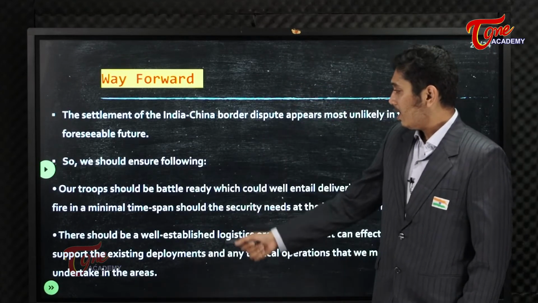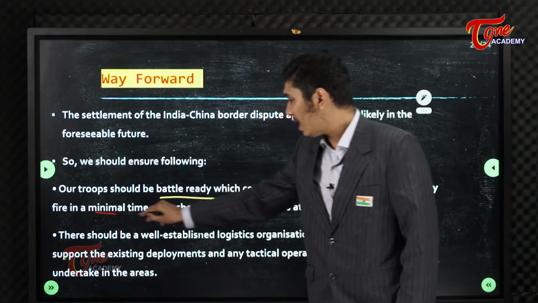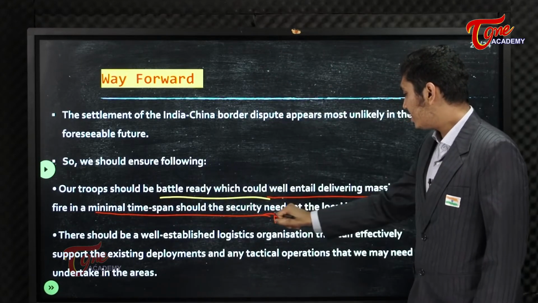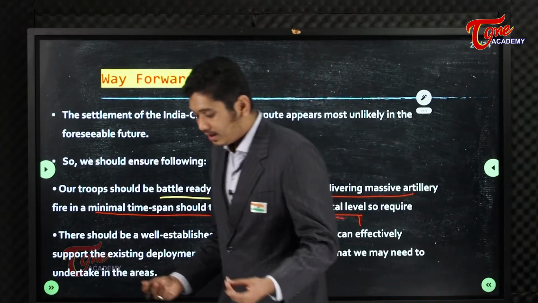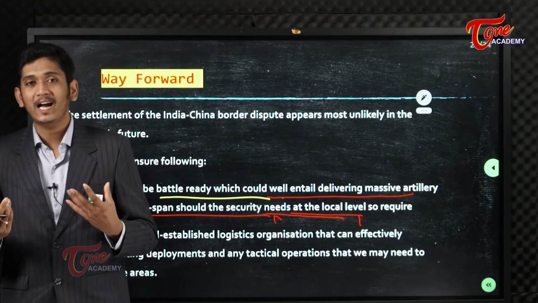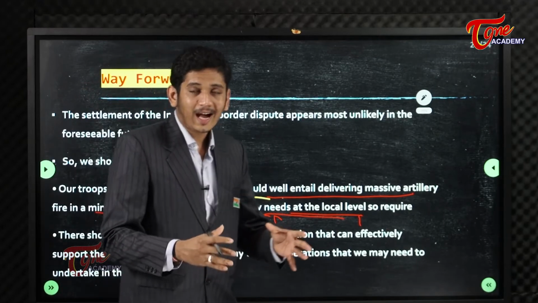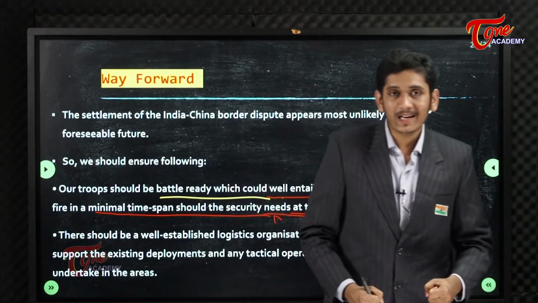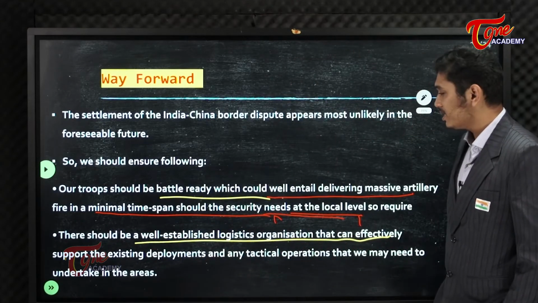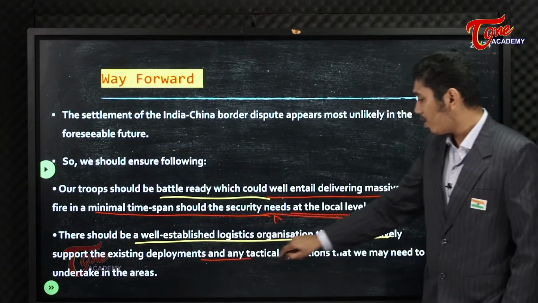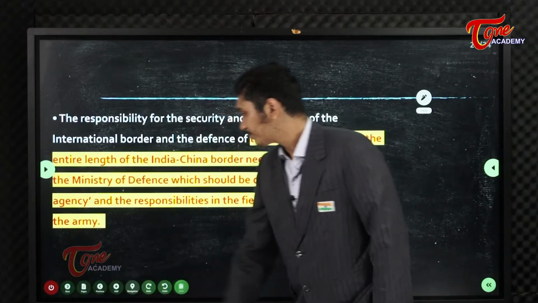See, our troops should be battle ready, which could well entail the delivery of mass artillery fire in a minimal time span should the security forces need it at the local level. That is, develop more infrastructure in that region, make our troops very agile so that they can get into the situation very fast, and they can even gather all the artillery needed to counter the Chinese attacks. There should be a well-established logistic organization that can efficiently support the existing deployments and any tactical operations that we need to undertake in the areas.